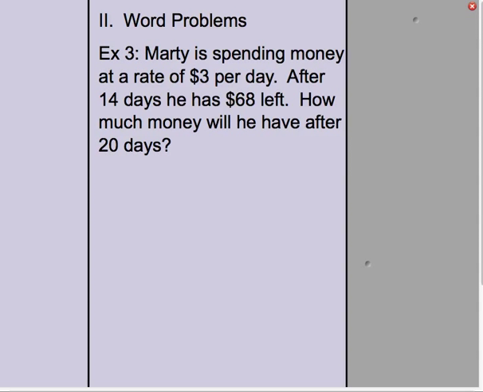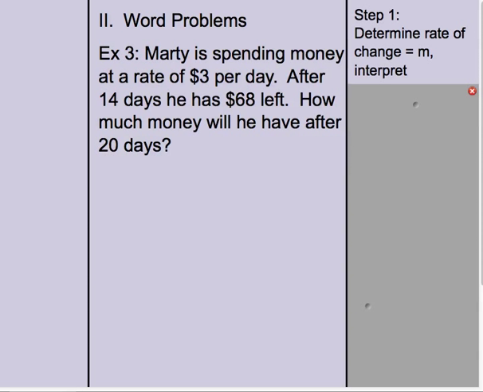So a situation: Marty's spending money at a rate of $3 per day. He has $68 after 14 days. How much money will he have after 20 days? So he may want to plan ahead. How long can he continue to spend this money before he needs to go find a job to support his spending habits? All right, so we're going to start by figuring out our rate of change.